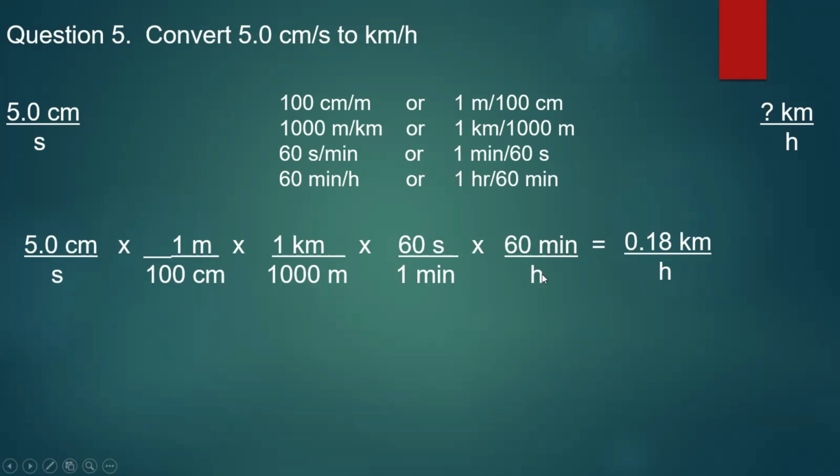All right. So let's cancel out our units and make sure. Cross out the centimeters, cross out the meters, cross out the seconds, cross out the minutes, and we're left with kilometers per hour. And if we multiply 5 times 1 times 1 times 60 times 60 and divide by 100 and then divide by 1,000, we get 1/1800ths of a kilometer per hour.